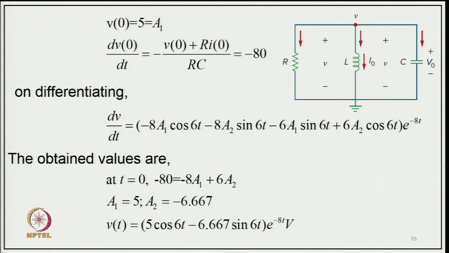cos 6t, times e to the power minus 8t, and the obtained value here at t equal to 0, minus 80, will be minus 8 A1 plus 6 A2. A1 is 5 and A2 will be minus 6.667, and the final response is V(t) equals 5 cos 6t minus 6.667 sin 6t, into e to the power minus 8t volts.